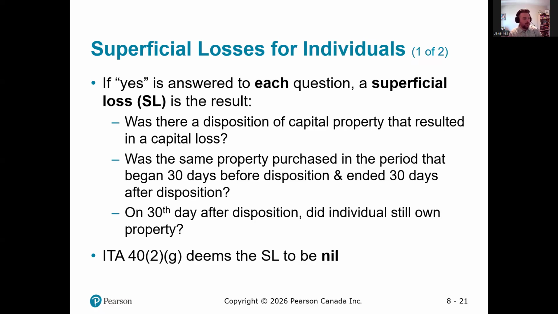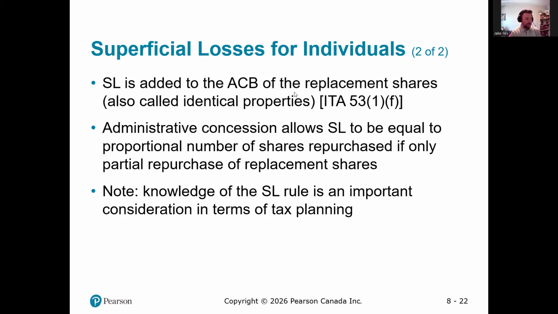So this is what superficial loss does. If there was a disposition of capital property that resulted in a loss, and the same property was purchased either 30 days before or 30 days after, so the whole window is 60 days, then the superficial loss can reduce that loss even to potentially nothing. On the 30th day after disposition, did the individual still own the property? Were they in the same position really that they were in a moment ago?